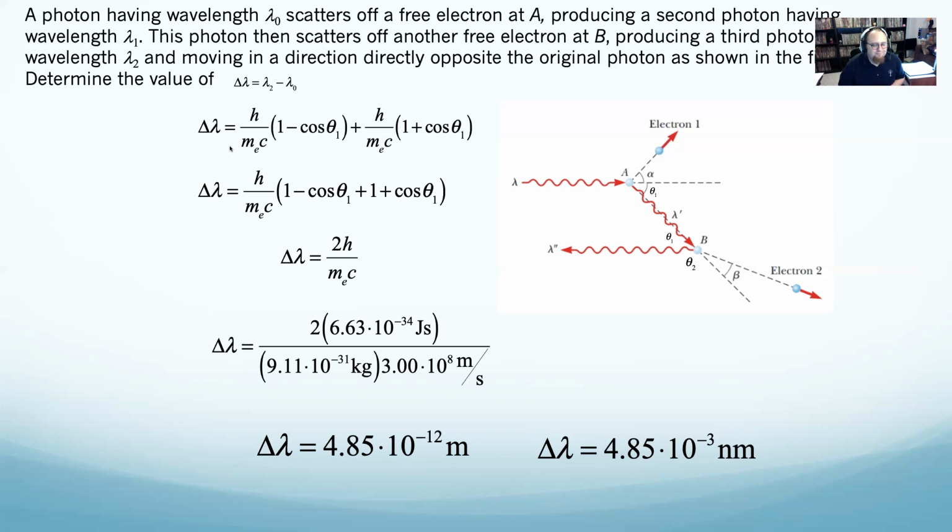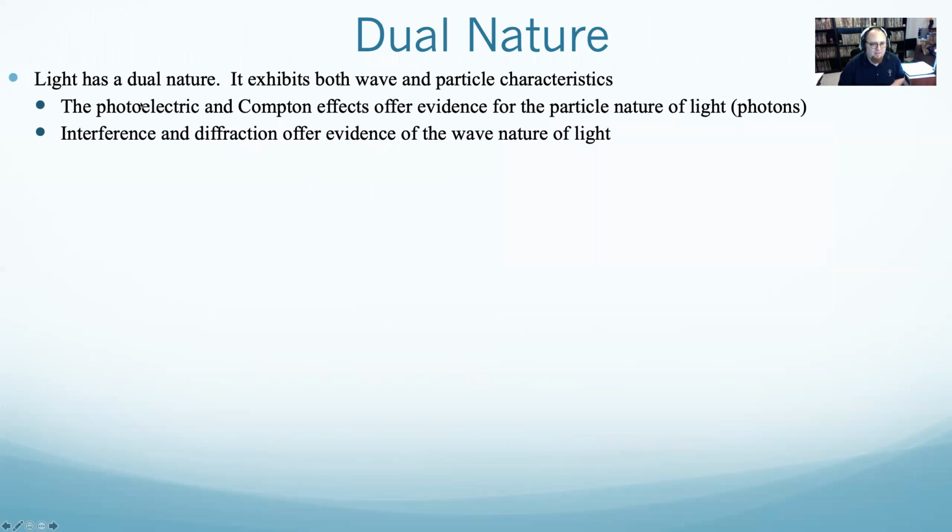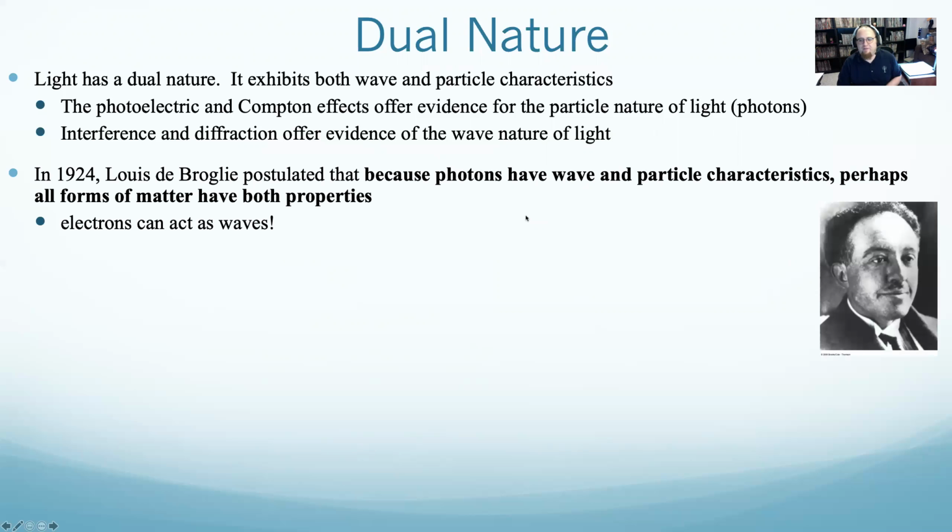So let's think about this whole light being a particle and wave thing. Light can be a particle or a wave. The photoelectric effect and the Compton effect prove that it can be a photon. Interference and diffraction prove it can be a wave. And a man in 1924, also in that photo at the beginning, named Louis de Broglie, French, said that if photons have wave and particle characteristics, maybe electrons do too. Maybe electrons are waves. Why not? He said, think about it. Photons have a certain amount of energy. The energy of a photon is hf, or hc over lambda.